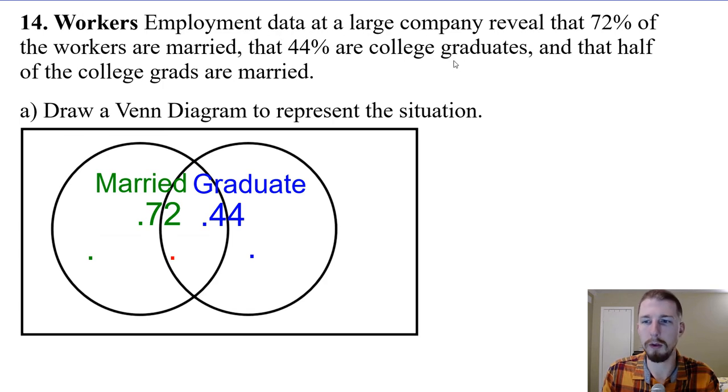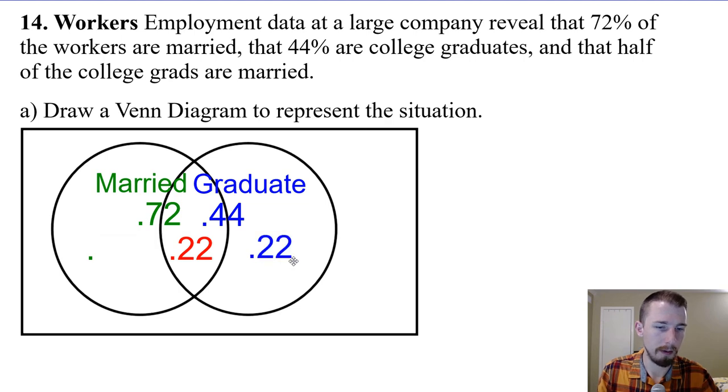Employment data at a large company reveals 72% of the workers are married, 44 are college grads, and that half of the college grads are married. Okay, so if 44 are college grads, half of them married would be 22%. So that's the first thing I have to solve for. And I did the overall probabilities there, and then if I subtracted it, that would mean that 22% are graduates. Obviously, that's why they said it was half. Half of those are married, and then subtracting those two would give us 50% are married but are not college graduates. So that's our Venn diagram.